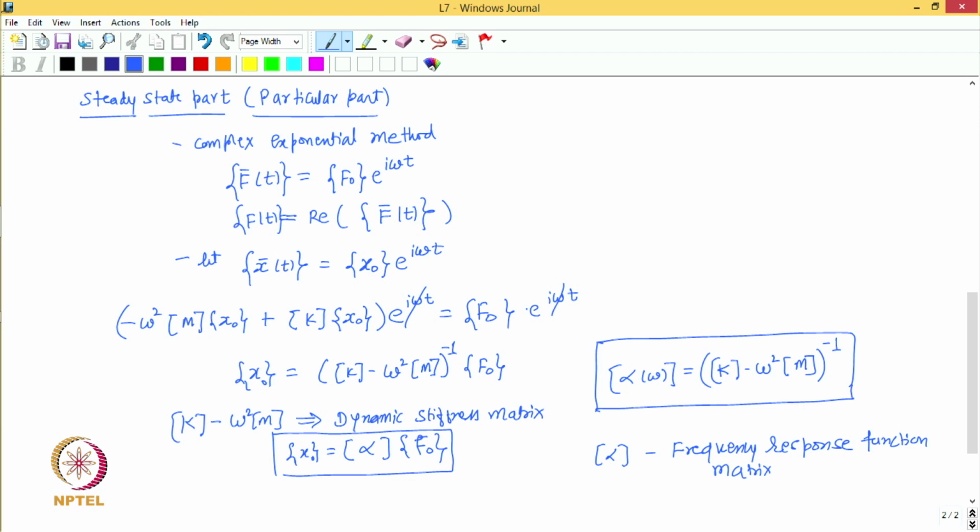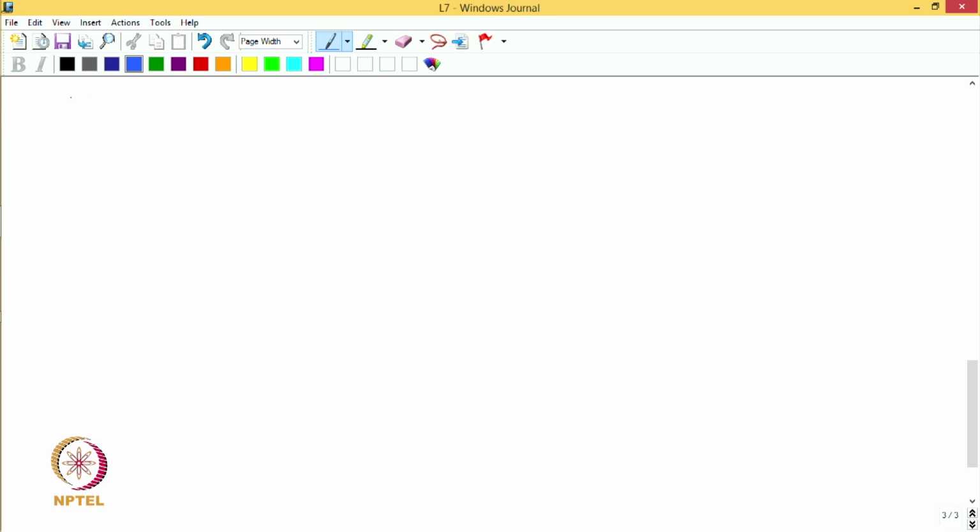So, this method of finding the response can also be referred to as a direct method. In the direct method we directly solve the differential equation to find the response. Let us go to next page. Now, we are going to solve the equations by the procedure of modal analysis. Solution by modal analysis.